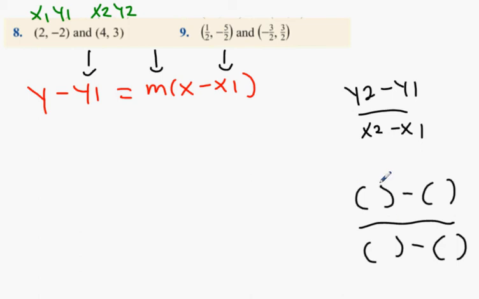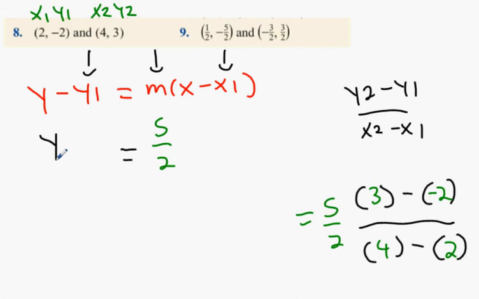So, 3 minus 2, that's okay. I'll deal with that in a second. And then 4 minus 2. It's going to be 5 on the top and 2 on the bottom. This slope is 5 over 2. Everybody okay with that? Where do I put the 5 over 2 now? In for m. I have a choice. I can use either one of the points to make the equation of the line. You should get the same answer. Let's try (2, -2) to begin.